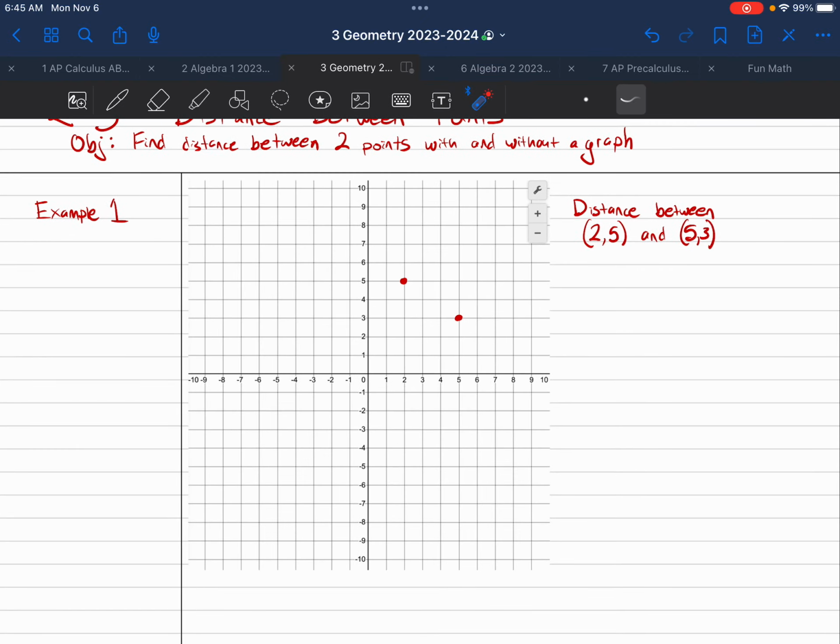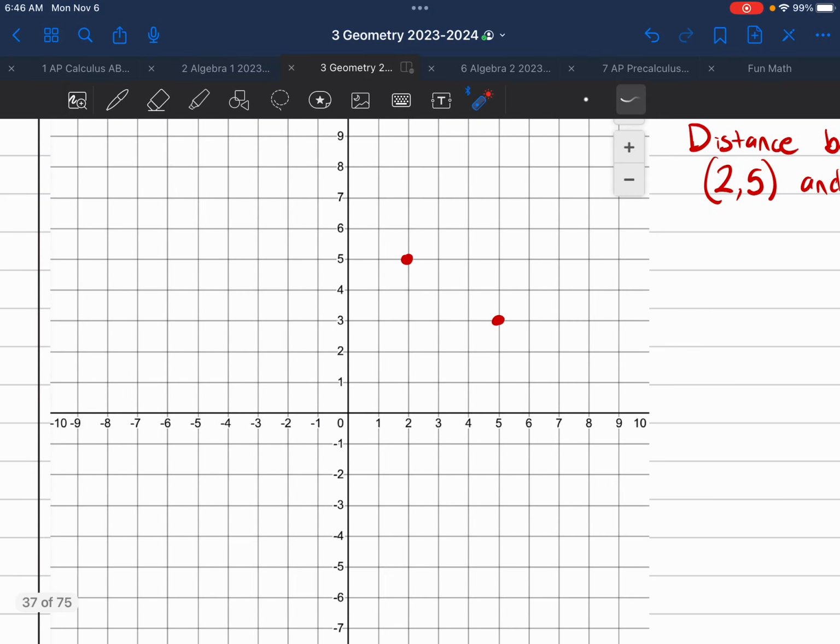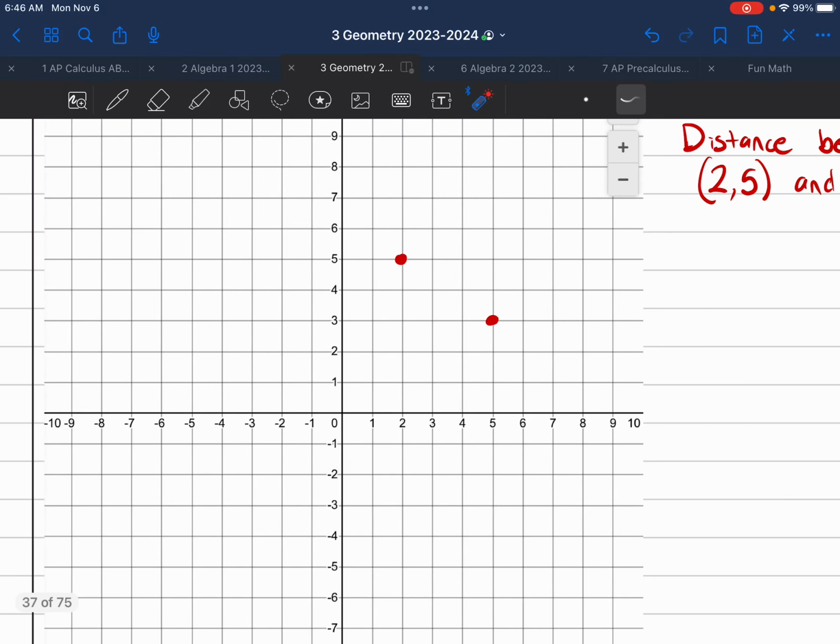In example 1, I want to find the distance between these 2 points, (2,5) right here and (5,3) right here. So if I'm looking at a graph, it is easier with a graph, I think. I want to find this distance if I connect these 2 points with a straight line, and it does need to be a straight line.